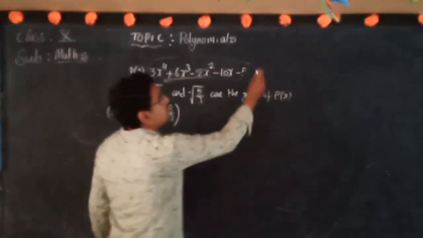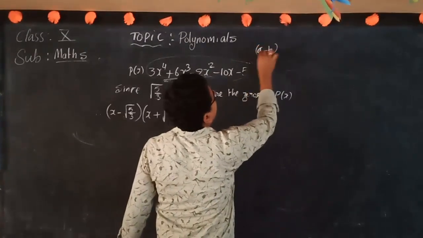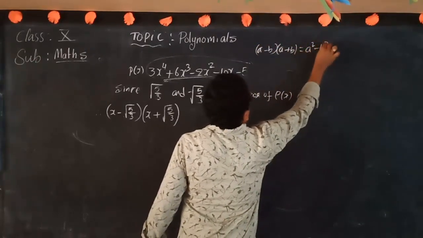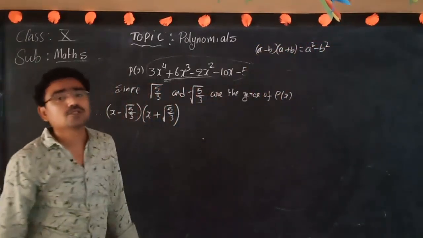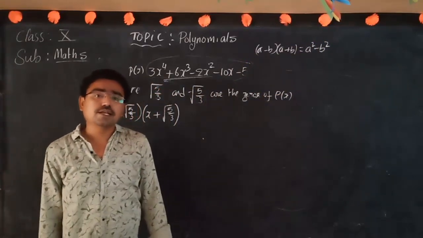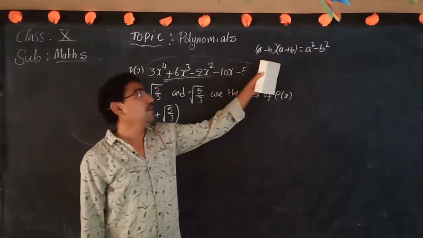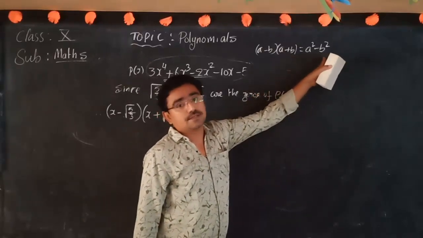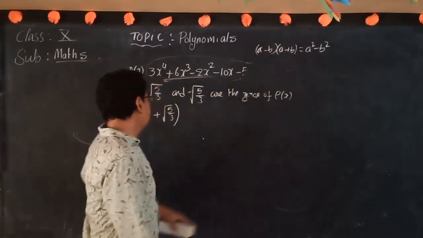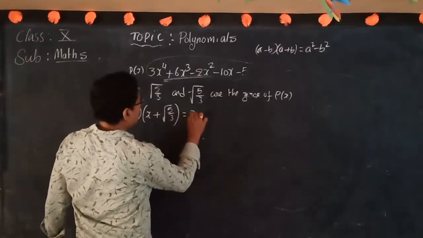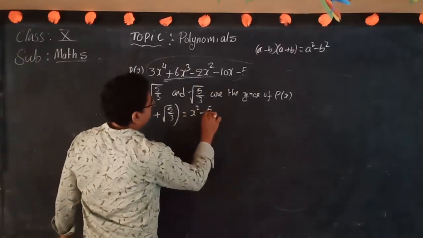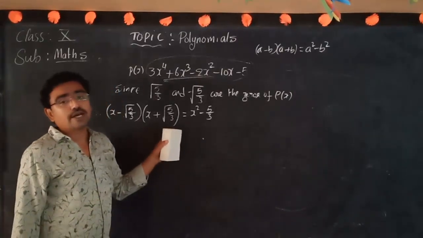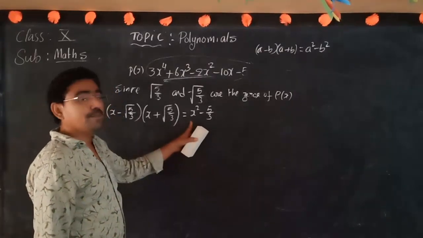(a minus b) into (a plus b) equals a square minus b square. Otherwise, you can also take (a plus b) into (a minus b). Algebraic identities are there: a plus b whole square, a minus b whole square, a plus b into a minus b. So what is that? a square minus b square will come. By using this identity, how much will this value come? x square minus 5 by 3 will come. Why will 5 by 3 come here? Root of 5 by 3 whole square means the square will cancel. So this is the product.